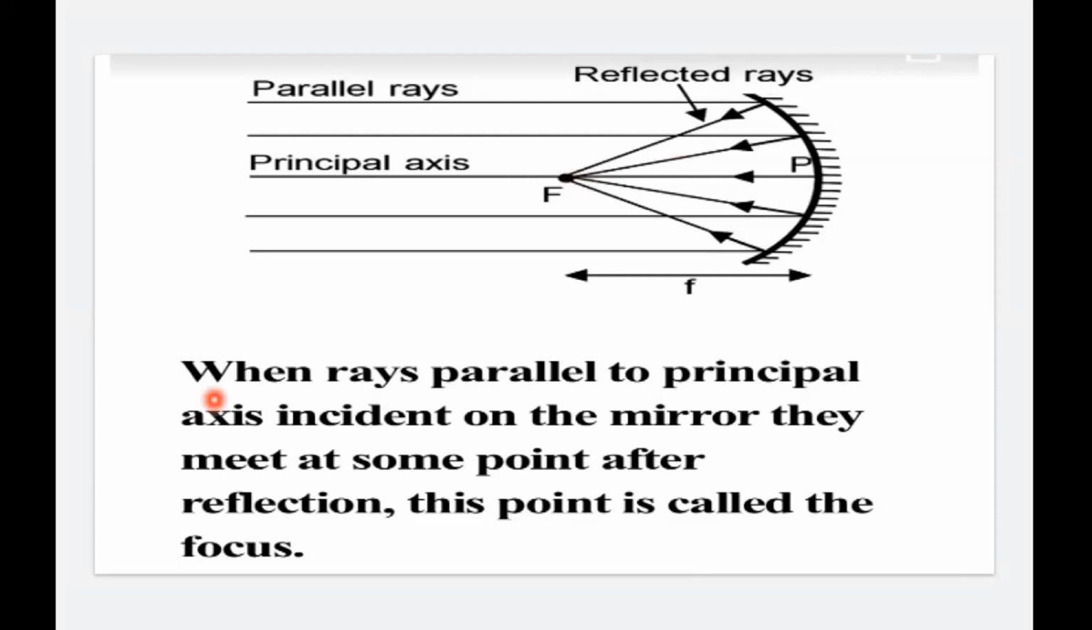When rays of light parallel to the principal axis are incident on the mirror, they meet at some point after reflection. This point is called the focus. So you see the focus of the concave mirror is towards the left. The focus of the concave mirror is towards its left. Let us see whether it is the same case for a convex mirror.